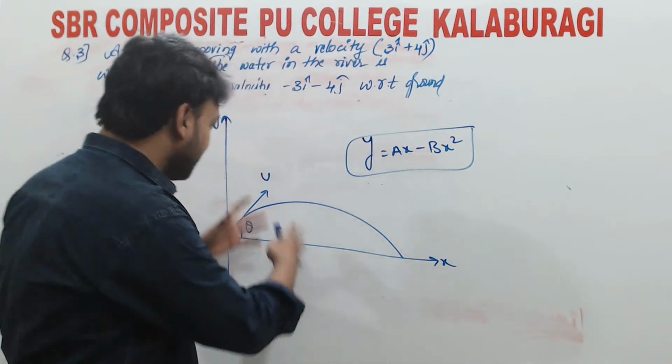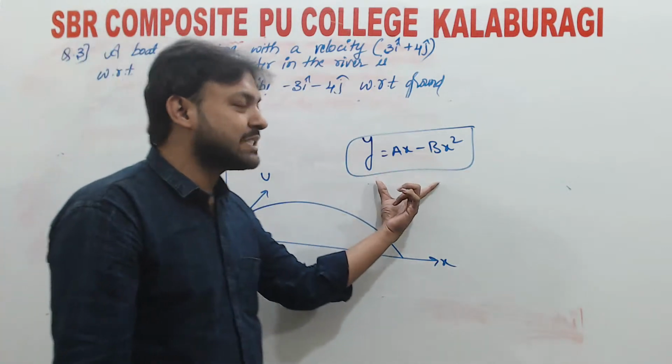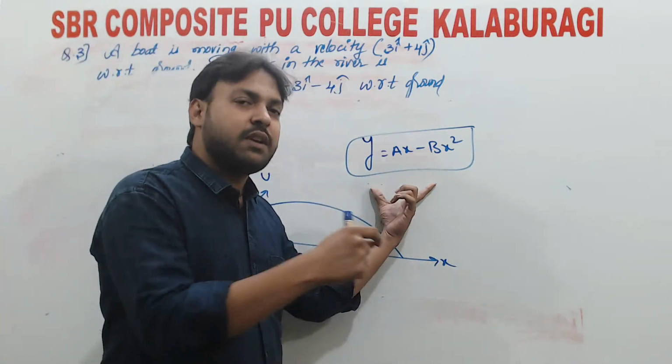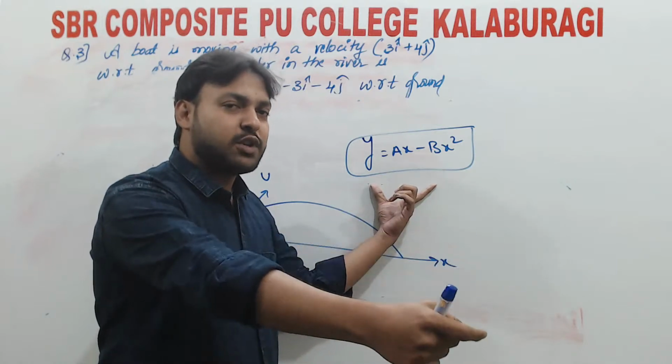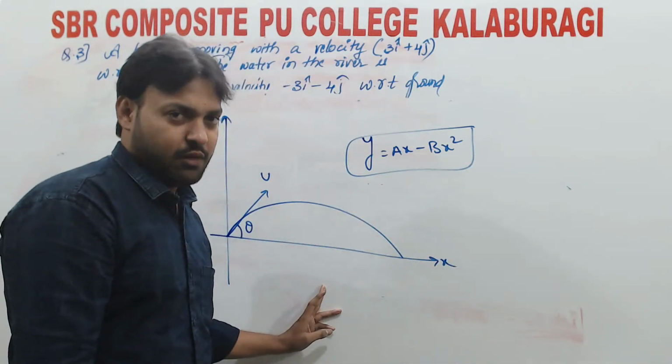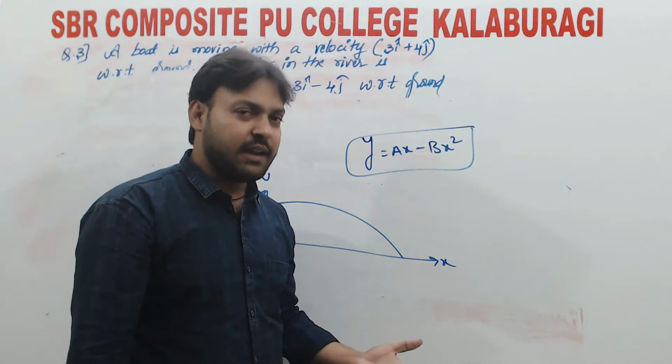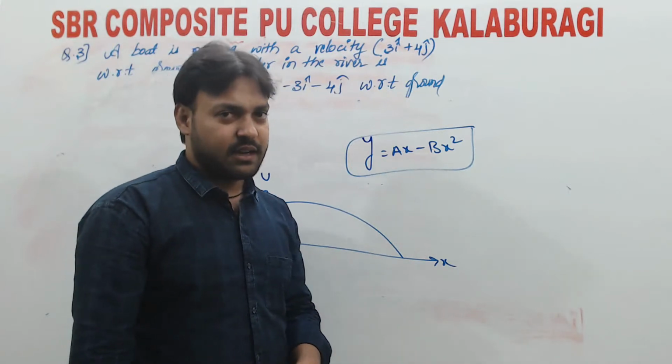Right? So now here we derived this and finally we got the expression in this format. That's why we call it the trajectory of a projectile is a parabola. We proved that. After proving, we said it is a parabola. All right? Is that clear?